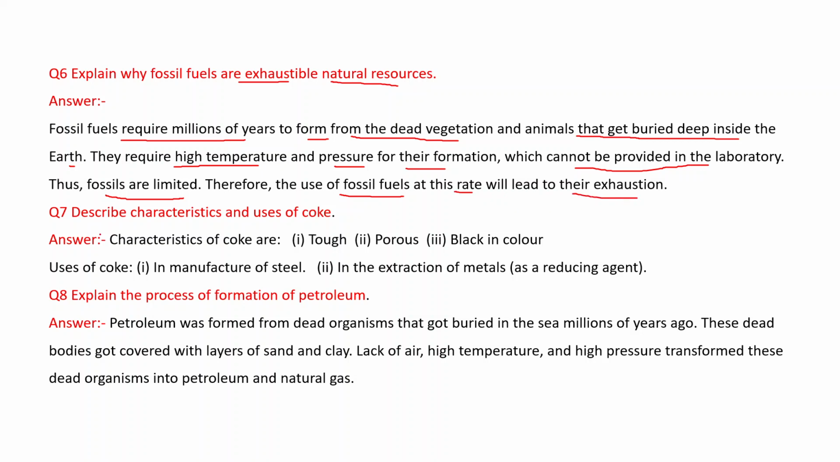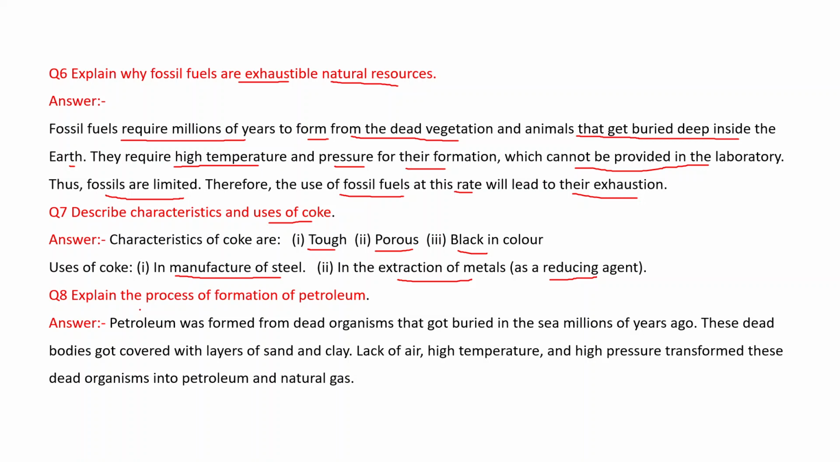Okay. Describe characteristics and usage of coke. You have to write characteristics as well as usage of the coke. Characteristics are coke is tough, porous. Porous means fine holes are there, pores are there, and this is black in color. Usage of coke, this is used in the manufacture of steel and in the extraction of metals. In the extraction of metals, this is used as a reducing agent.